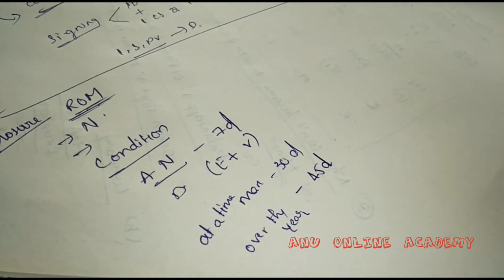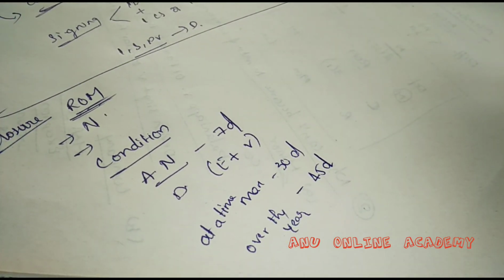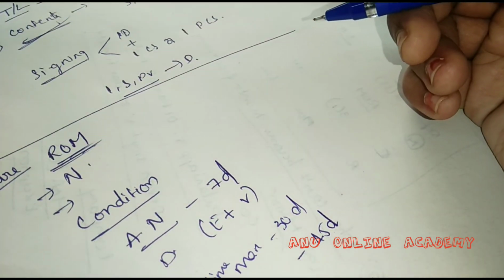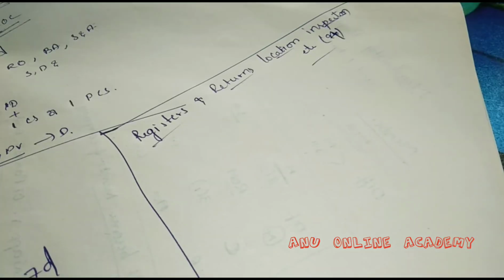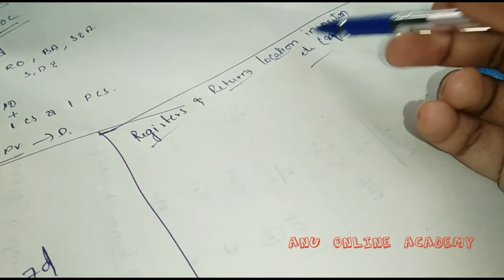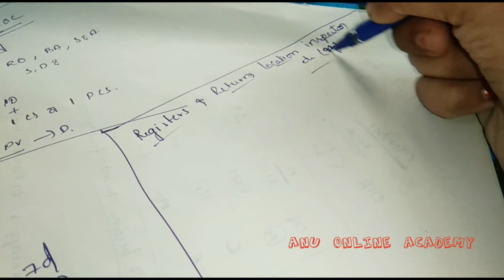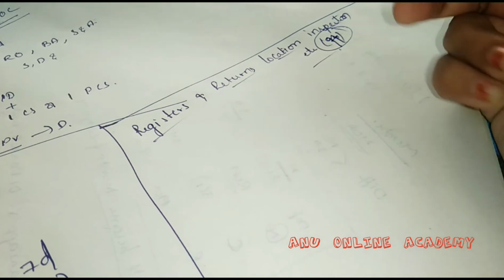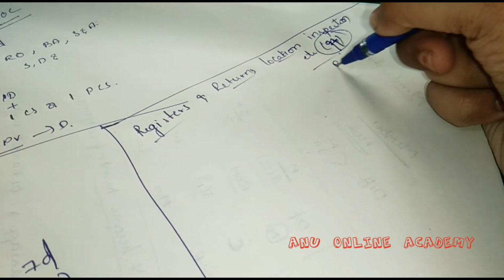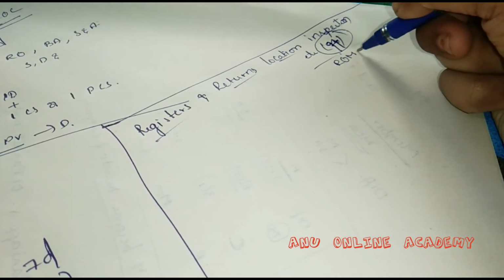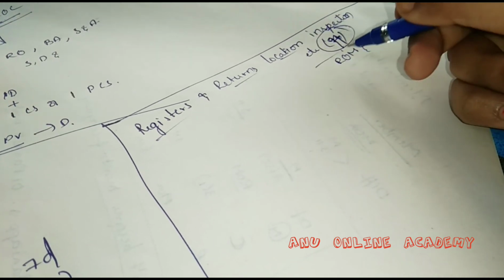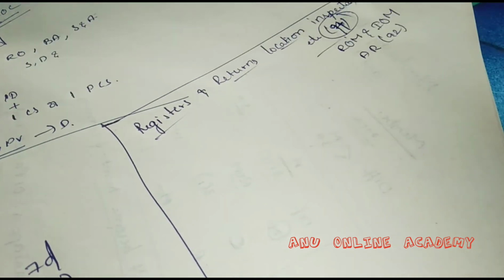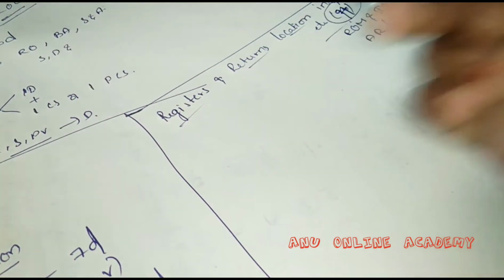And see the next one, registers and returns, location, inspection, etc. Registers and returns, location, inspection, etc. as per section 94. And see applicability of section 94. Register of members and index of members, annual return as per section 92. And see the next, place of keeping.